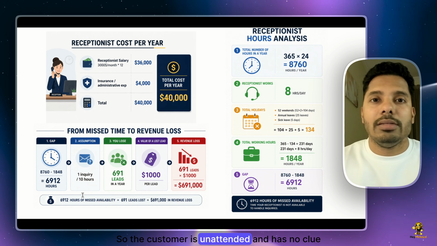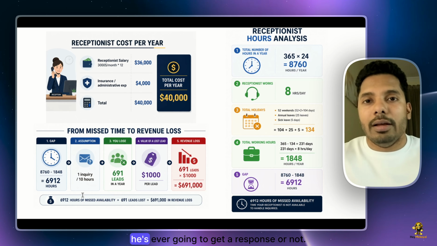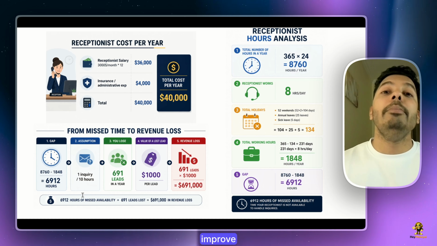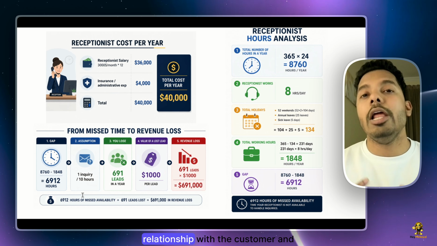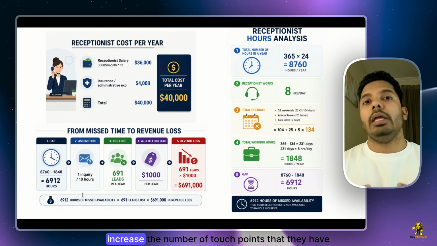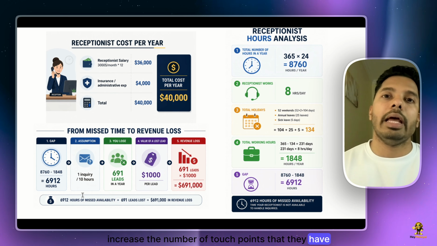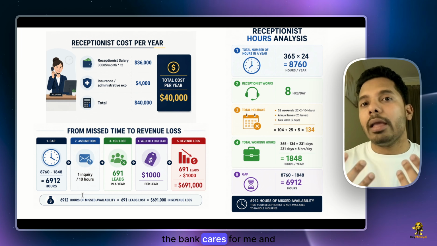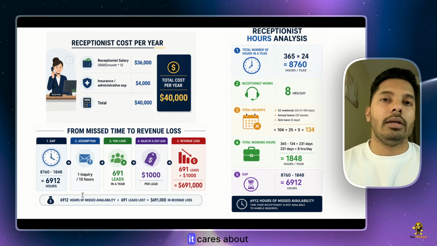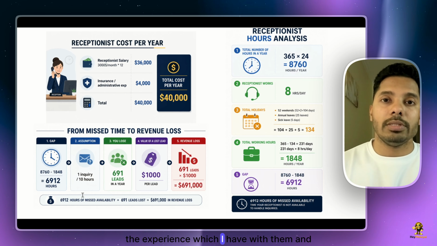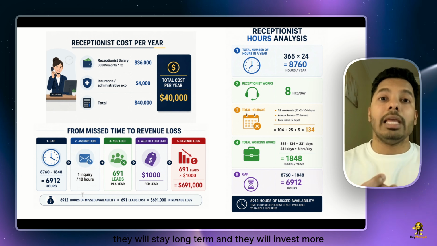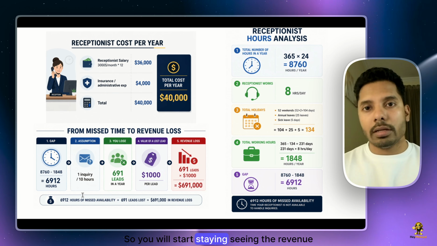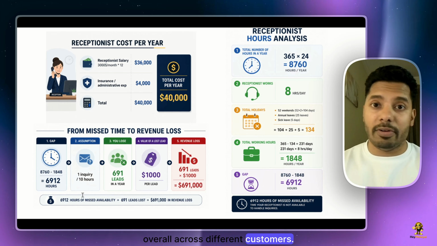So the customer is unattended and has no clue whether he is ever going to get a response or not. So all these things can help improve the relationship with the customer and increase the number of touch points they have with the bank, which will help them feel that okay, the bank cares for me and it cares about the experience which I have with them, and they will stay long term and they will invest more with the bank. So you will start seeing the revenue overall across different customers.